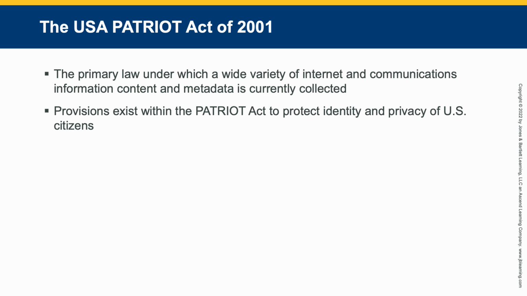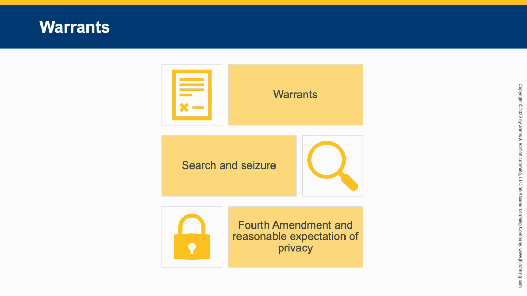The USA Patriot Act of 2001 is the primary law under which a wide variety of internet and communication information, content, and metadata is currently collected. Provisions exist within the Patriot Act to protect the identity and privacy of U.S. citizens. Warrants are issued for search and seizure. The Fourth Amendment and reasonable expectation of privacy also need to be looked at.